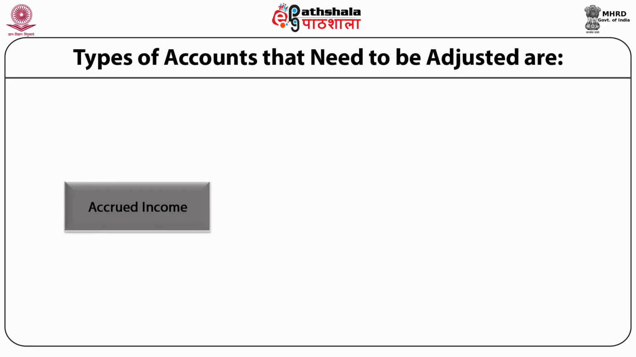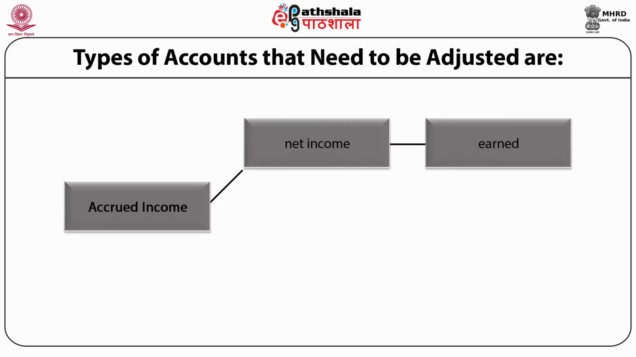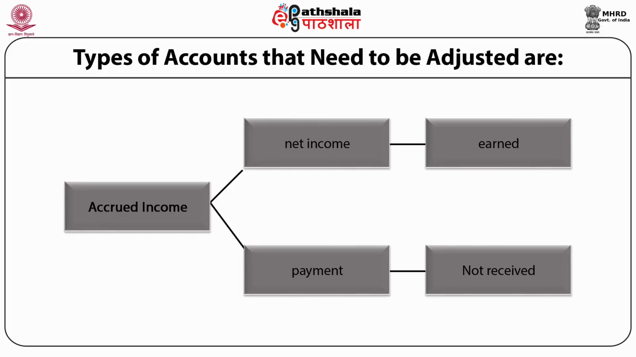Accrued income is the income or net income which is earned by the organization. Services have been provided in respect of this income, but the payment has not been received by the organization. And accrued income is shown in this figure. The figure makes clear that the income which is earned but not received is called accrued income, and these are the assets of an organization and shown on the asset side of the balance sheet.